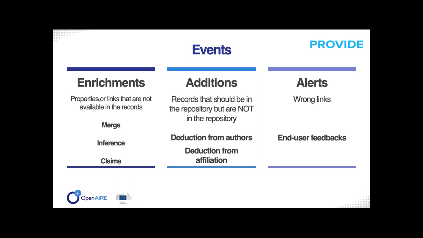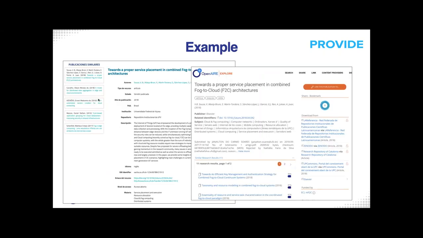Alerts are more of the kind, this record has a mistake. And there are several ways of producing them. We have some on our roadmap. For example, through the OAI-PMH data collection, if we find an XML error, we can actually point the original repository to that with a notification. Or if a user comes and tells us that a given link is wrong, or a given field is wrong, we can, of course, alert the original source. This is on the roadmap. We haven't yet produced it.